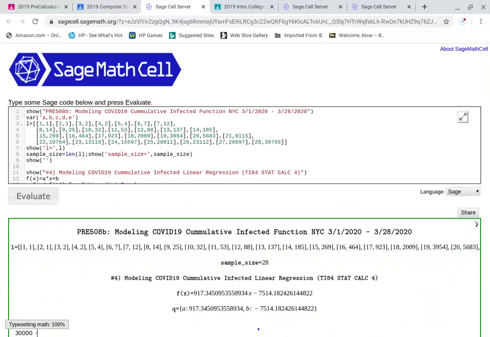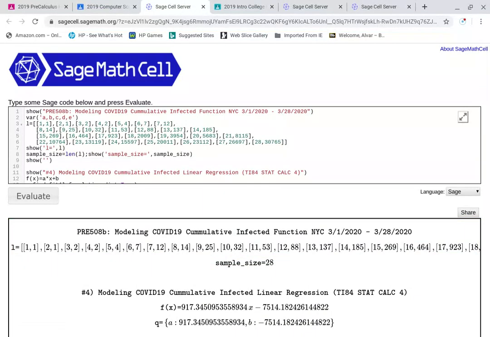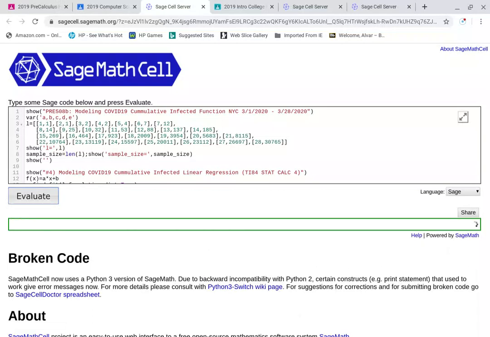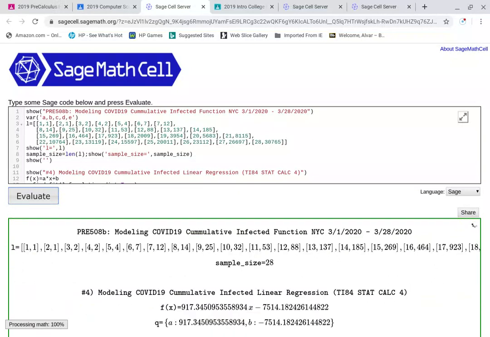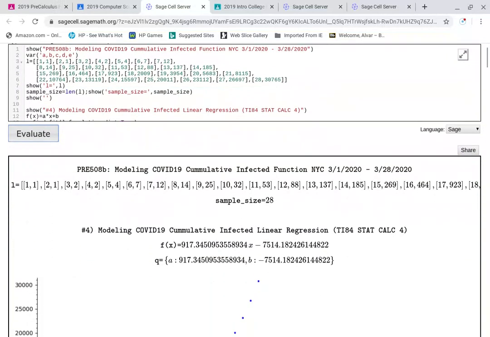The list of data goes for your X components from 1 to 28. So it's March 1st to March 28th. So it's 4 weeks of data, right? And it goes from 1 infected on the first day to 30,765 infected on the 28th day. Okay, so what I want to do with this is go over that homework. Now that homework was redoing number 4.